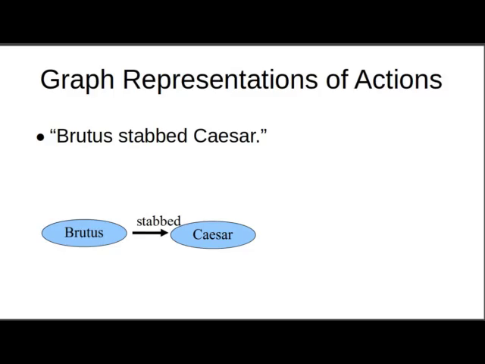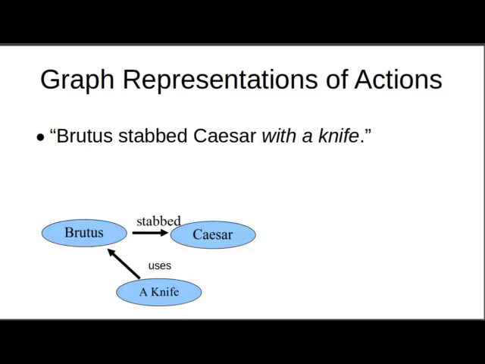All right, so if you wanted to have a graph representation of this, you might have a node for Brutus, a node for Caesar, and a stabbed relationship between the two. This is a very common initial way to start defining these sorts of things. But there can be a challenge, so let me go into some of the possibilities and the pitfalls.